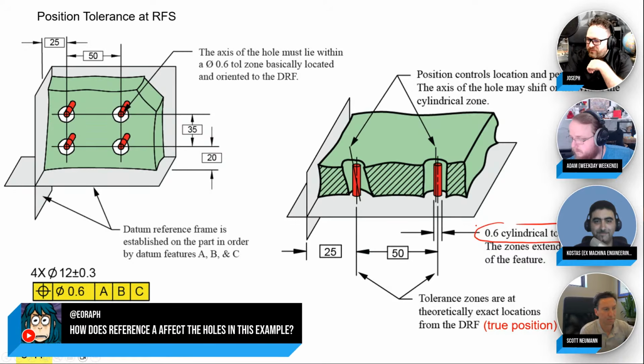Quick question that came up: how does reference A affect the holes in this example? That's a good question. You have to immobilize the part in 3D space. If I take my imperfect part right here, it's like, what do you want to look normal to? How do you want to align to the part? In this case, we're going to align to that A plane first, and that'll establish the initial 1 translation and 2 rotations of the part. Then you're going to bump it down to our B plane, which will be our surface plate.